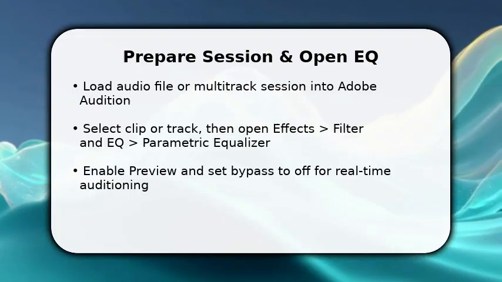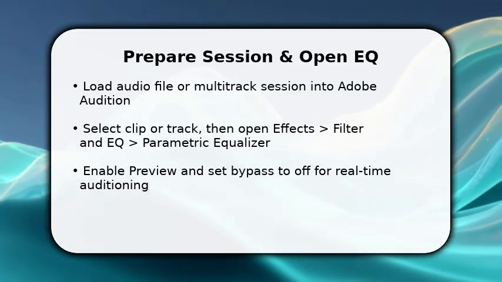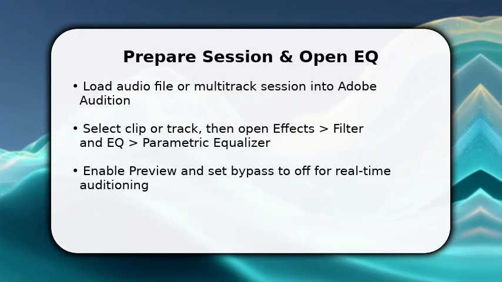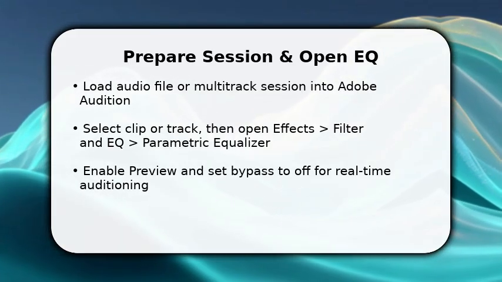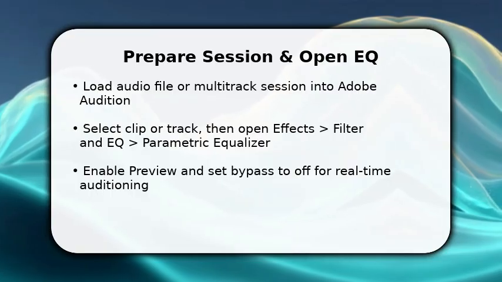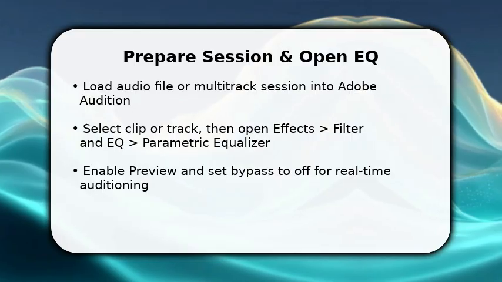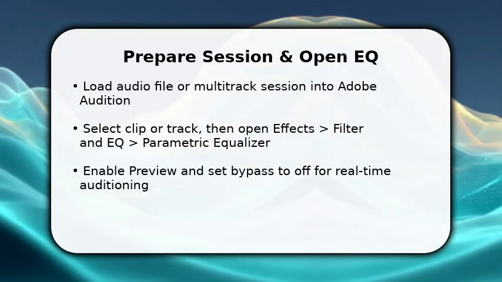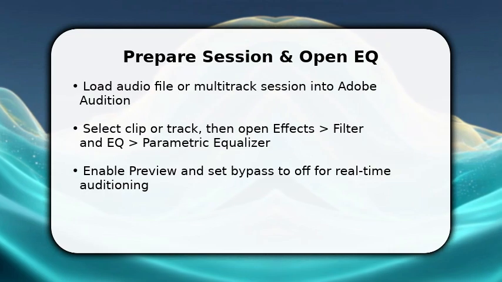Enjoy the video. You start by loading the audio into Audition and selecting the specific clip or track you want to shape. Once done, open Effects, Filter and EQ, Parametric Equalizer so you get the full control panel. This gives you visual curves and band controls. Make sure Preview is enabled and Bypass is off so you hear changes in real time. You do this because immediate feedback lets you judge tonal balance while adjusting, saving time versus blind parameter tweaking.